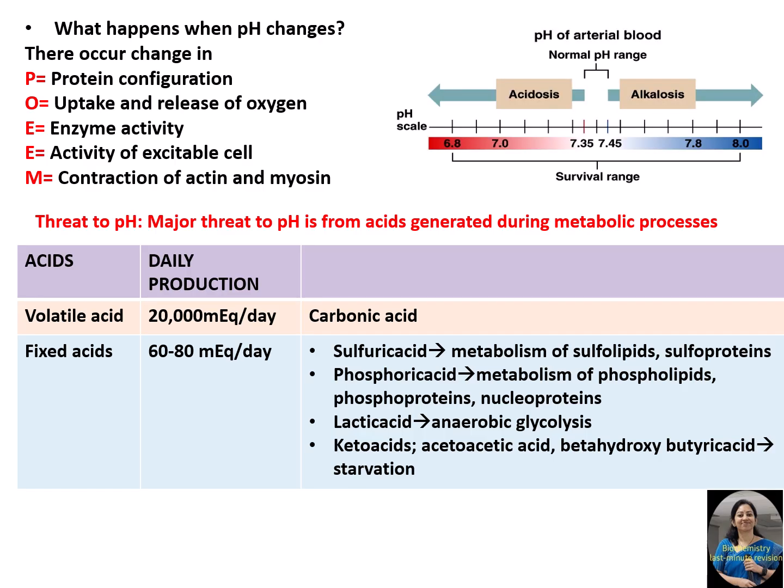Now this is the normal pH range, between 7.35 and 7.45. So when the pH falls below 7.35, the condition is known as acidosis, and when the pH increases more than 7.45, the condition is termed alkalosis. The survival range is between 6.8 and 8.